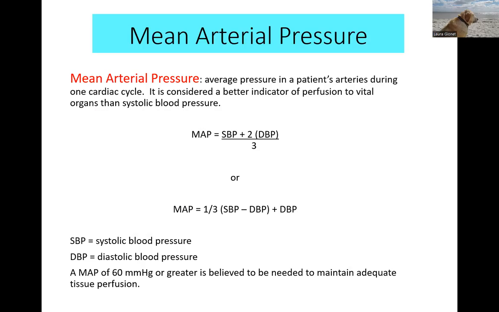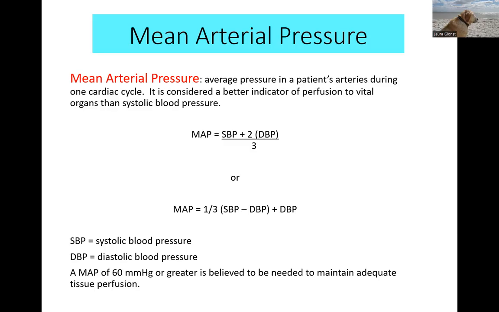Okay, mean arterial pressure. Mean arterial pressure is the average pressure in a patient's arteries during one cardiac cycle. It is considered a better indicator of perfusion to vital organs than systolic blood pressure. Nursing school loves this stuff. MAP comes up all the time. So how might you calculate that? Mean arterial pressure equals systolic blood pressure, SBP, which is indicated down in the lower left-hand side. SBP equals systolic pressure, DBP equals diastolic pressure. So SBP plus 2 times the DBP, divided by 3.